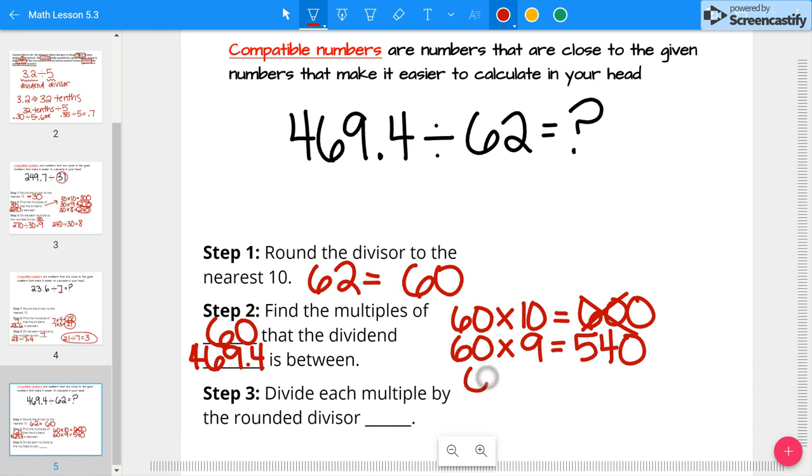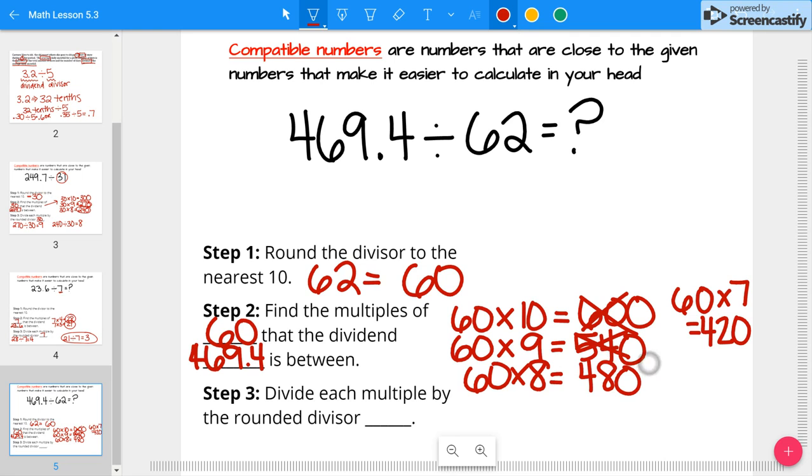Let's keep trying. 60 times 8. 6 times 8 is 48. Add a 0. Okay, so that seems to be the number that might be right above. Let's keep trying. 60 times 7 equals, 6 times 7 is 42. Add a 0. So here is my right above dividend. Here's my right below dividend.